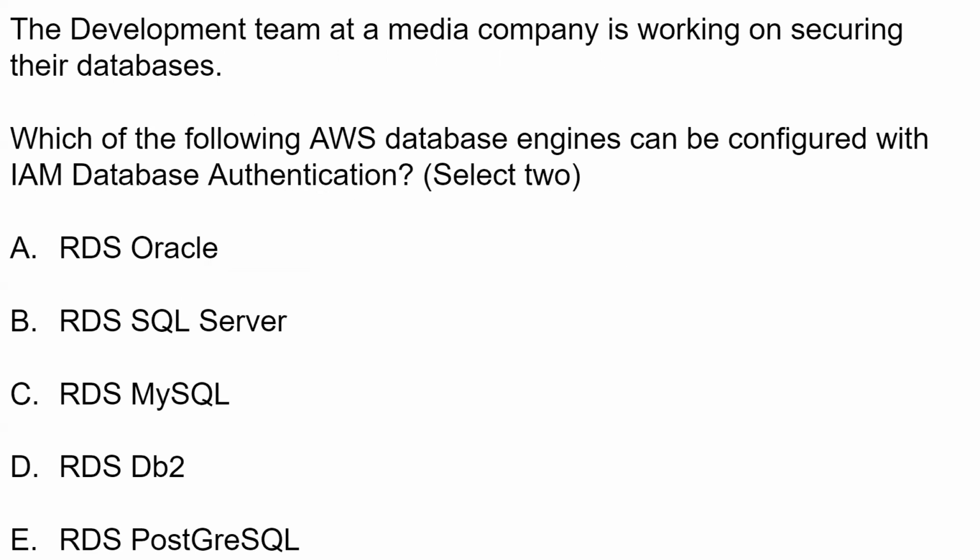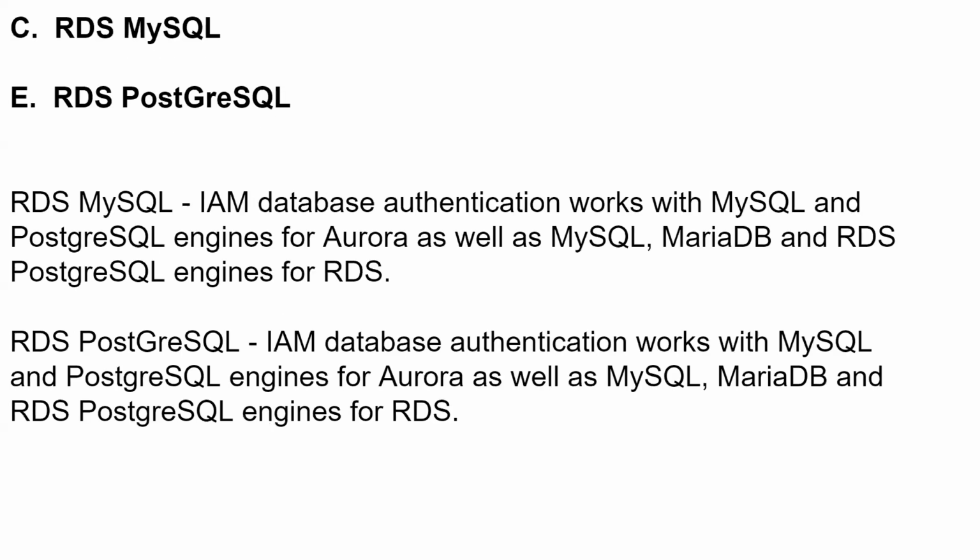The development team at a media company is working on securing their databases. Which of the following AWS database engines can be configured with IAM database authentication? Okay, Oracle Server, MySQL, DB2, PostgreSQL. MySQL and PostgreSQL. All right, so that's it.